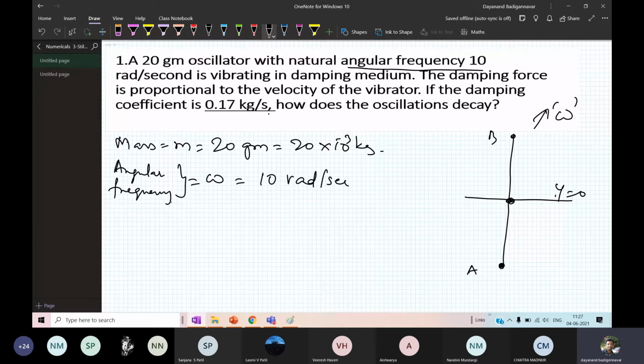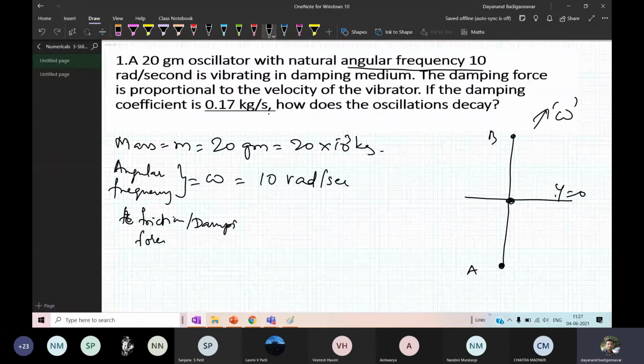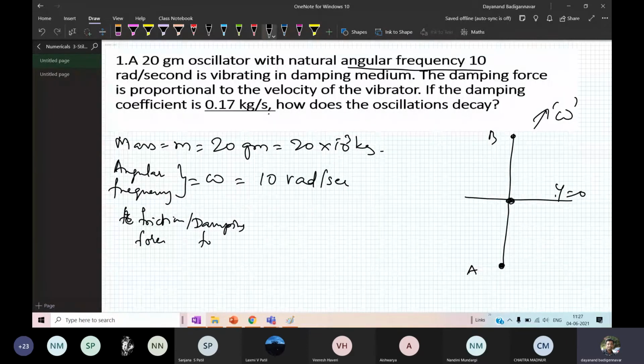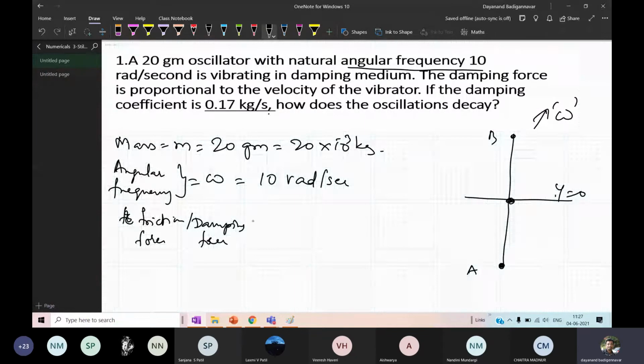If the damping force is proportional to the velocity of the vibrator, that means there is a damping force, or frictional force, present. The damping force is proportional to the velocity of the vibrator, dy by dt, and it is pointing opposite, therefore I have to take it as minus. This is the given statement.